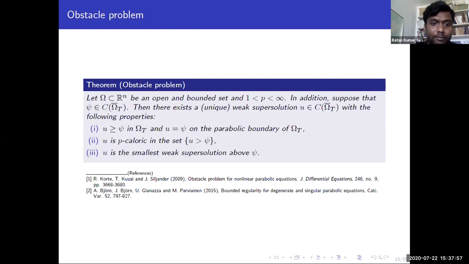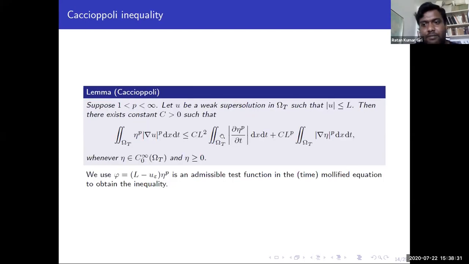The first one is the obstacle problem. It says that there is a weak super solution, which is in fact unique, such that u is greater than or equal to psi inside the domain, where psi is the continuous obstacle and u coincides with psi on the parabolic boundary of my domain. And in this open set, u is in fact the continuous weak solution. And moreover, it is the smallest weak super solution above psi. The next one that we have used is basically the Caccioppoli type energy estimate. It says that if you have a bounded weak super solution, then the L^p norm of the gradient is locally bounded. We have obtained this estimate by basically using a test function in our modified equation.